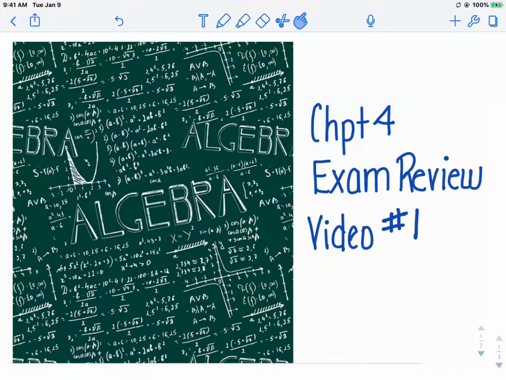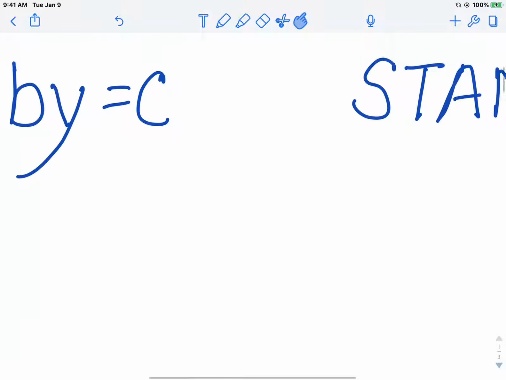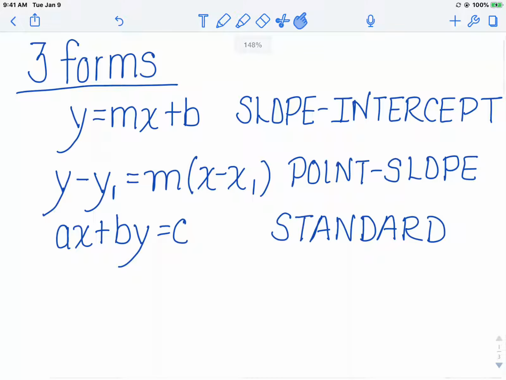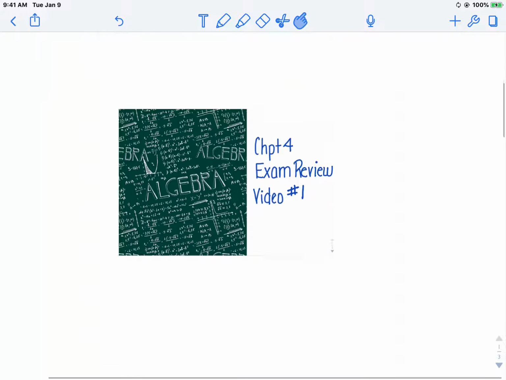This is the first exam review video for Chapter 4. One thing you want to be sure in Chapter 4 is that you're very clear on your forms of equations. If you don't have these three maybe on your note sheet, you might want to pause the video and get those on there, maybe even getting the slope formula as well.